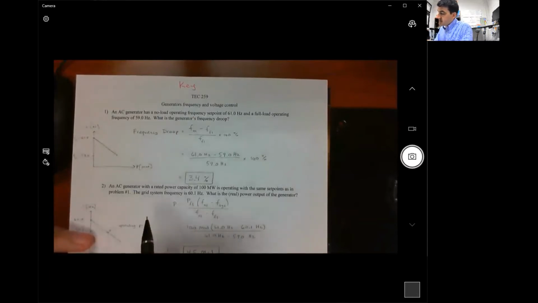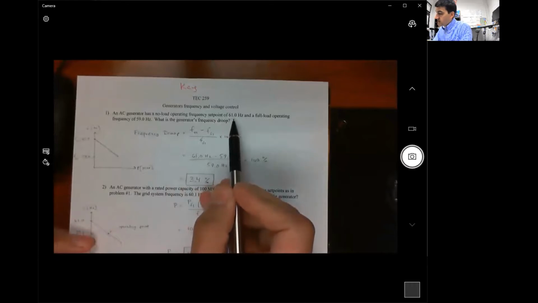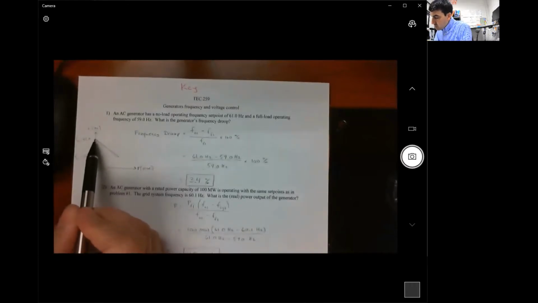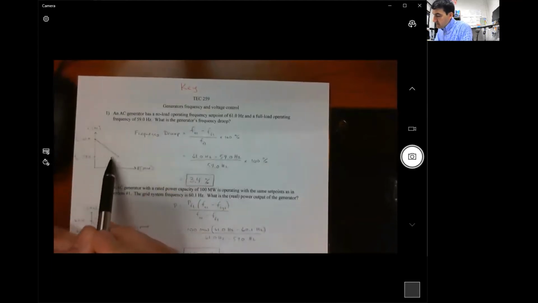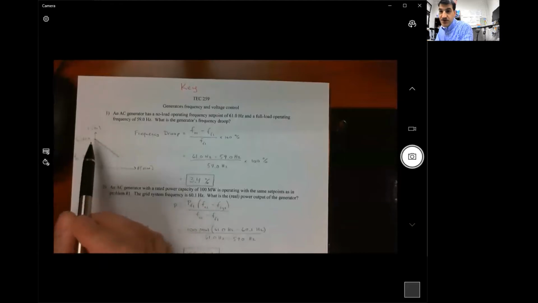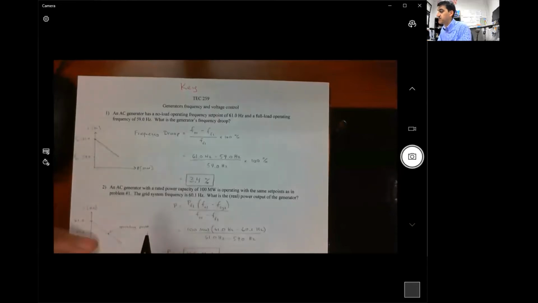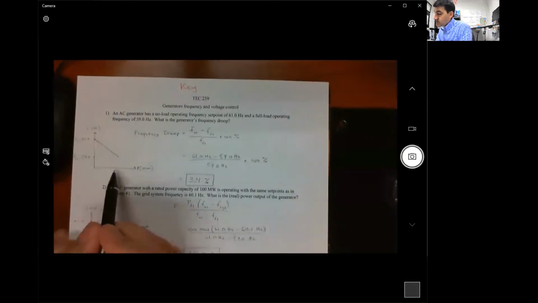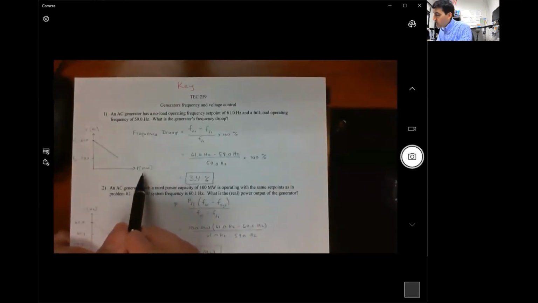So number one says that we have a no load operating frequency set point of 61.0 hertz. So that's this point right there. And a full load operating frequency of 59.0 hertz. So that's this point right here. This is called a house curve, you'll recall from last time, because it kind of looks like the roof of a house, kind of, if you draw some lines down here especially. And on the horizontal axis, we have the real power output of the generator in megawatts.